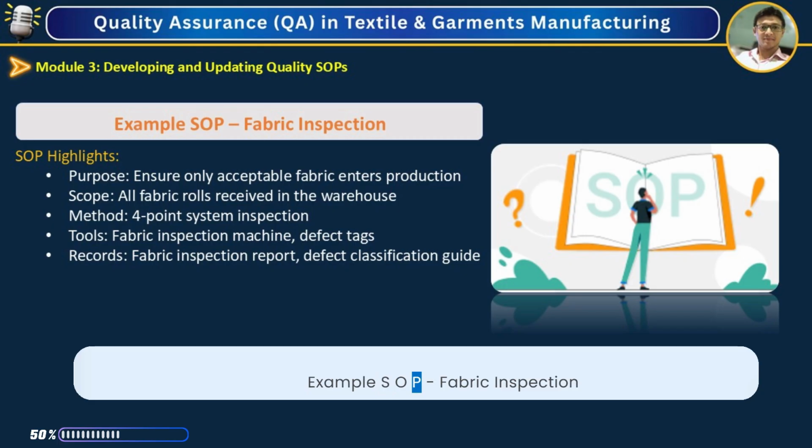Example SOP, fabric inspection. SOP highlights. Purpose: ensure only acceptable fabric enters production. Scope: all fabric rolls received in the warehouse. Method: 4-point system inspection. Tools: fabric inspection machine, defect tags. Records: fabric inspection report, defect classification guide.